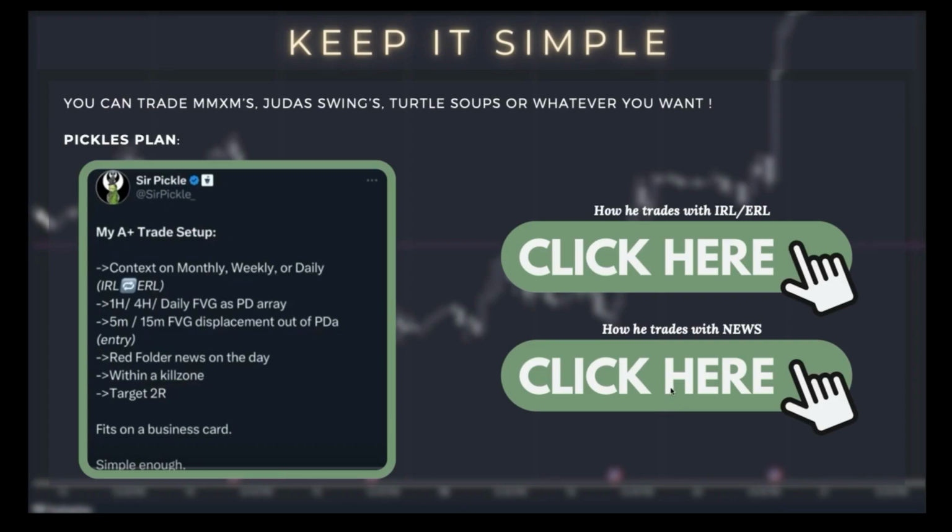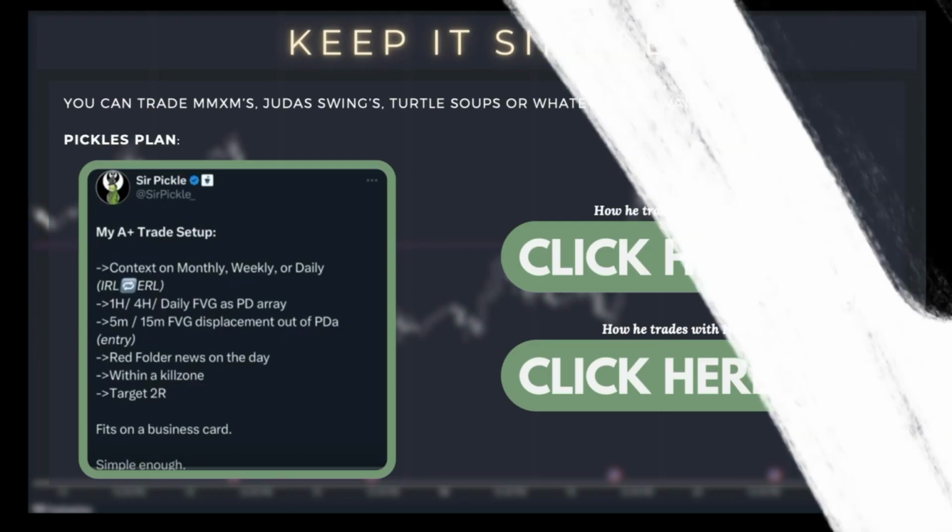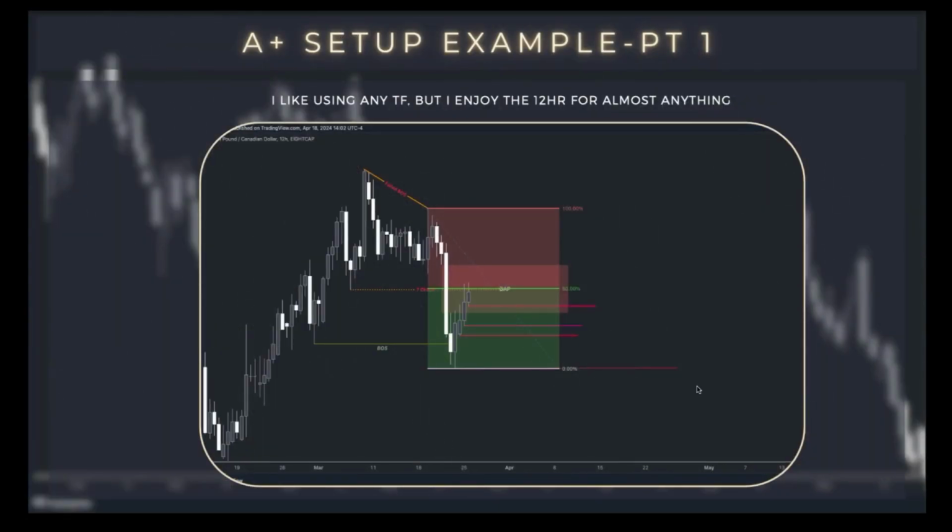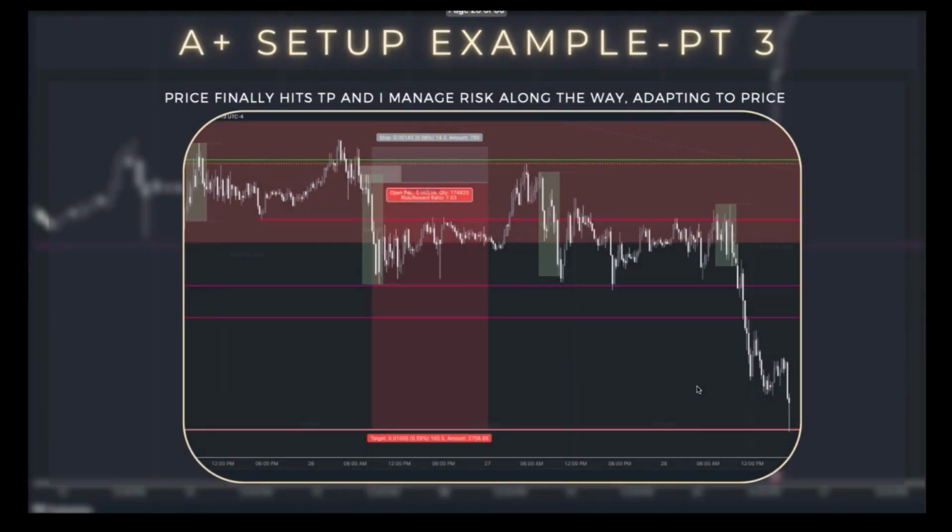And if you want to learn how he trades news, since I don't really like news events, I've actually started taking a look at it and I think it makes sense. So if you want to learn how to trade with news using IRL to ERL, definitely take a look at this video. So real quick, I have put a trading example on how I would trade ERL to IRL and IRL to ERL. And you can go through it in the PDF. I saved it just for you guys. You can all take a look at it.